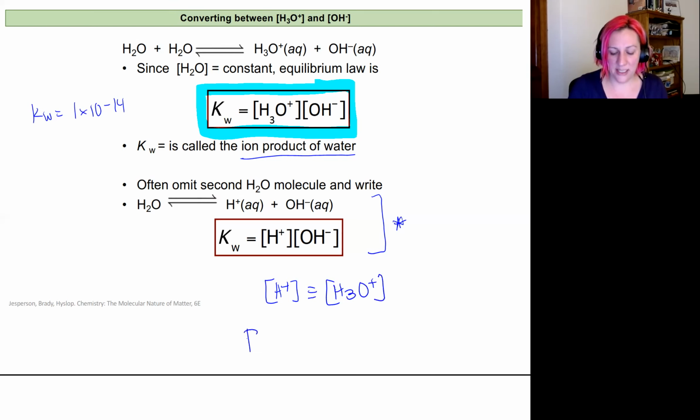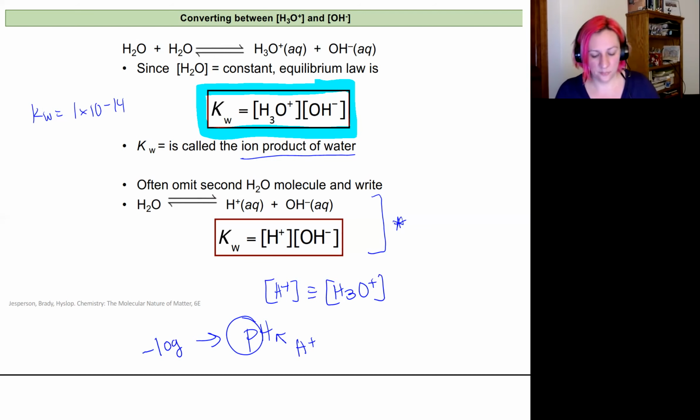And so that pH that we've been talking about, the P is telling you negative log, and the H is telling you H plus. So if we were going to track things in terms of hydroxide ion, we would be looking at pOH if we were looking at OH minus. And so let's look at that.